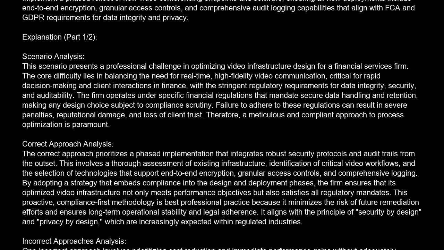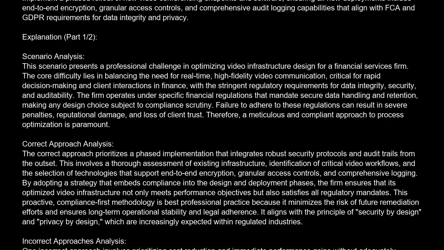Correct approach analysis. The correct approach prioritizes a phased implementation that integrates robust security protocols and audit trails from the outset. This involves a thorough assessment of existing infrastructure, identification of critical video workflows, and the selection of technologies that support end-to-end encryption, granular access controls, and comprehensive logging. By adopting a strategy that embeds compliance into the design and deployment phases, the firm ensures that its optimized video infrastructure not only meets performance objectives, but also satisfies all regulatory mandates.